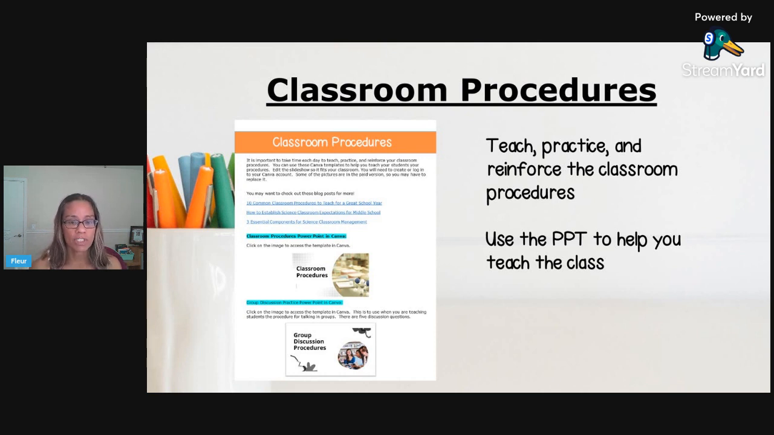The classroom procedures template PowerPoint is what I use to teach different types of procedures, when they walk in the room, when they turn in work, go to the nurse, go to the bathroom. I teach this to the kids and then we practice it, and then reinforce it, correct it if they are not doing the procedure. So this is what you want to do for the first couple weeks of school, hopefully not that long. Some classes will pick it up right away. And I also put in a group discussion procedures PowerPoint, and this is to help teach.